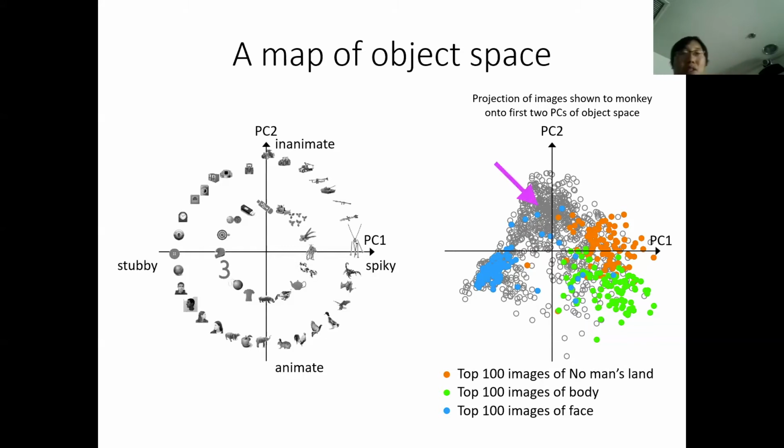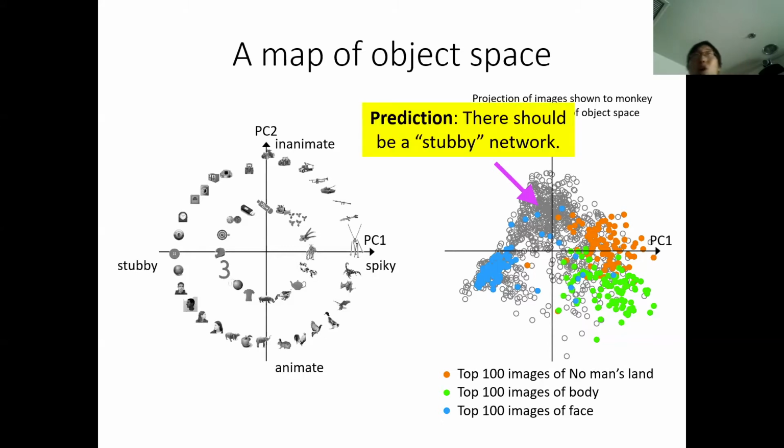If it is true that IT is organized according to a general scheme shown here using the first 2 dimensions of the object space, then we predict there should be a fourth network representing objects projecting strongly onto this quadrant, namely stubby inanimate objects lacking protrusions, for example, a USB stick or a radio. Now, this is not an entirely trivial prediction. We have never recorded from a single cell preferring such objects, let alone a whole network of such cells.